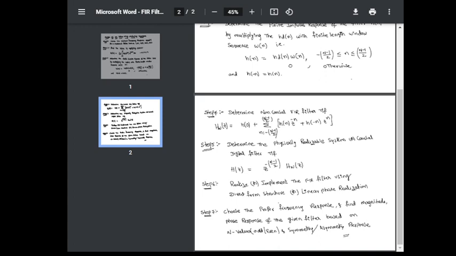So after that we can substitute the various values of omega in the interval of minus pi to pi. We can draw the magnitude and phase response for various values of omega. This is the procedure for designing the digital FIR filter using the window method.